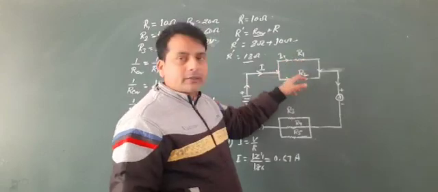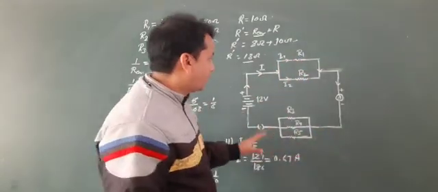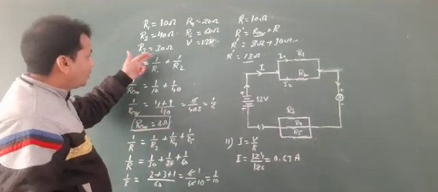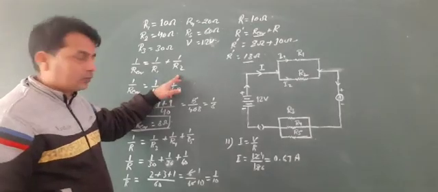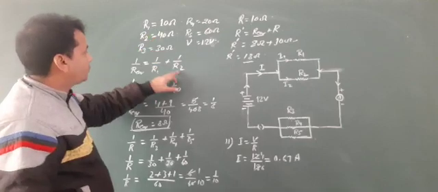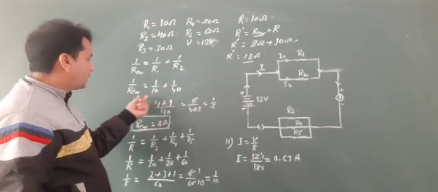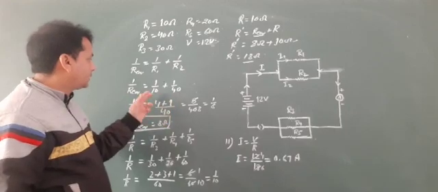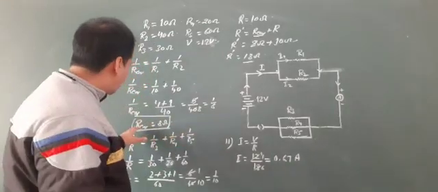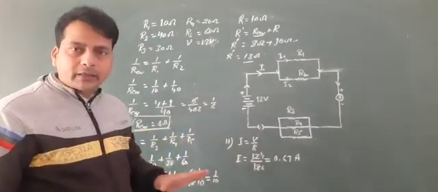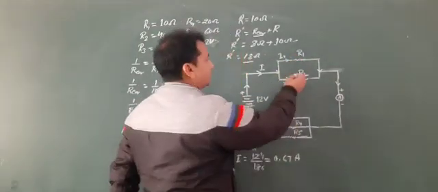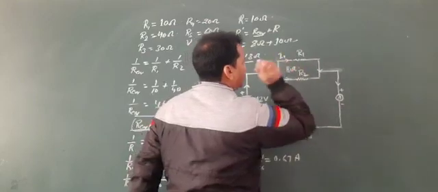For the equivalent resistance of R1 and R2, apply the rule of the parallel combination: 1 by R equivalent equals 1 by R1 plus 1 by R2. Put the value of R1 equal to 10 ohm and R2 equal to 40 ohm. Then 1 by 10 plus 1 by 40, LCM of 10 and 40 is 40, so 4 plus 1, that is 5 by 40, which is 1 by 8. So the equivalent resistance of R1 and R2 is 8 ohm.